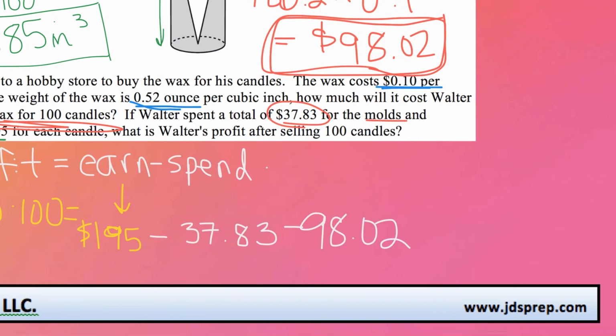So this is the final equation to solve. His profit would be $195 minus $37.83 minus $98.02 to get a total profit of $59.15.